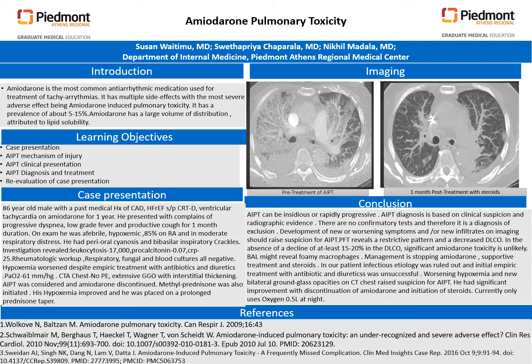In our patient, infectious etiology was ruled out and initial empiric treatment with antibiotics and diuretics was unsuccessful. His worsening hypoxemia and new bilateral ground glass opacities on CT chest raised our suspicion for AIPT. He had significant improvement with discontinuation of amiodarone and initiation of steroids. Currently, he's 5 months since his diagnosis of AIPT, off the amiodarone for the past 5 months and has near complete resolution of his hypoxemia, currently only using oxygen 0.5 liters via nasal cannula at night.